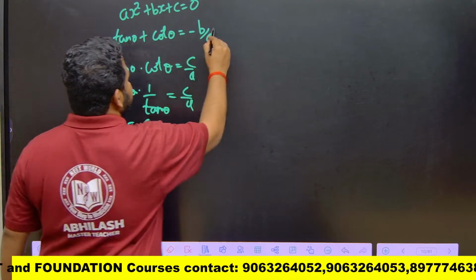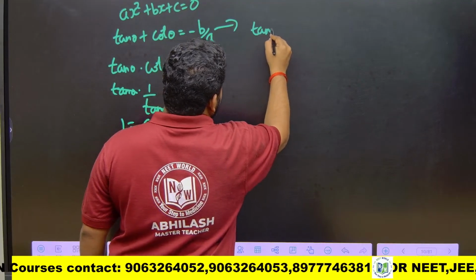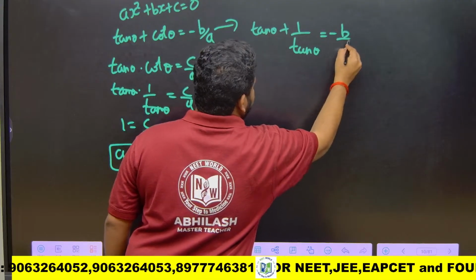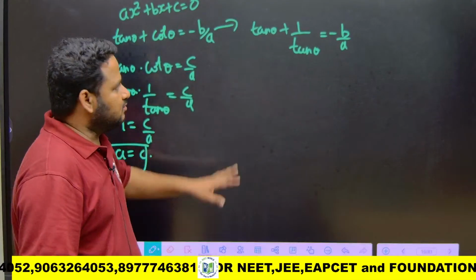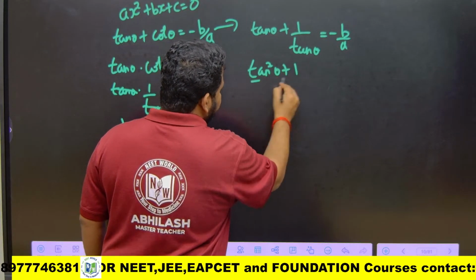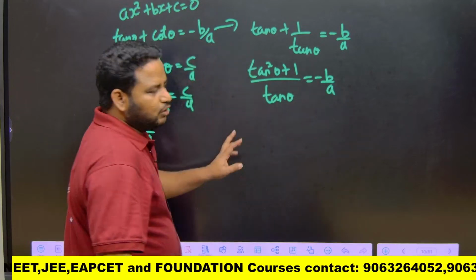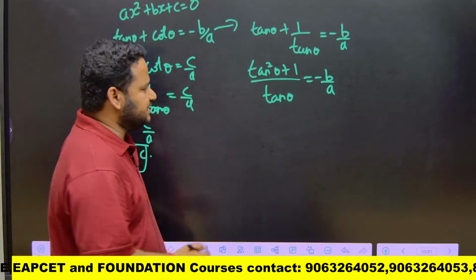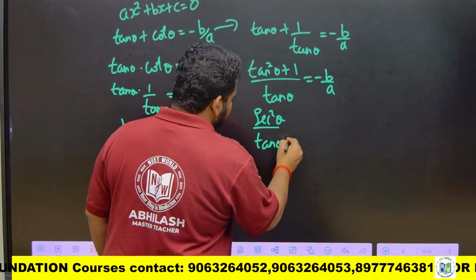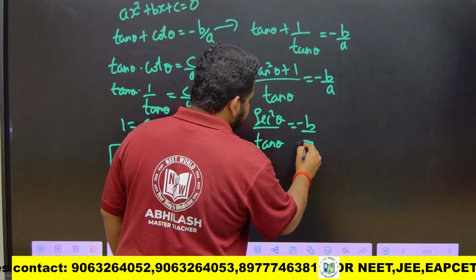Now let me take this one. This is the sum of the roots. So tan theta plus cot theta, I can write it as what? Tan theta plus 1 by tan theta is equal to minus B by A. Now if I take LCM, I will get tan square theta plus 1 by tan theta is equal to minus B by A. Okay, 1 plus tan square theta is equal to what, friends? It is nothing but secant square theta. So this will be secant square theta by tan theta is equal to minus B by A.